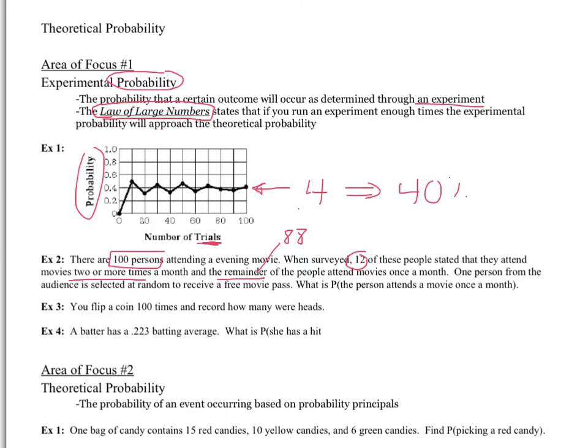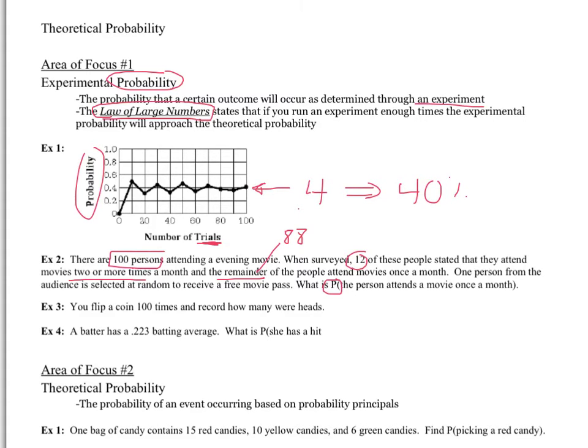So again, what kind of question? How do we tell what it is? Well, it says in the end, what's the probability? So it's a probability question. And then you say, well, how did I get my information? And it was a survey, basically. So that makes it experimental.